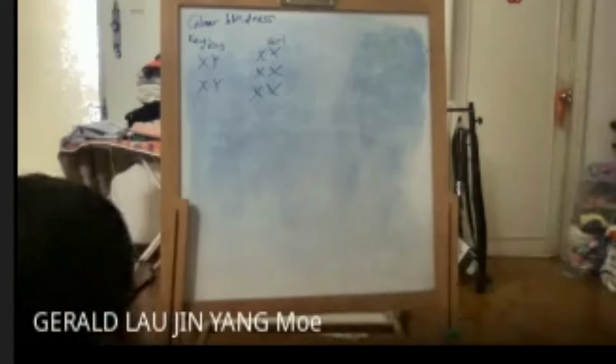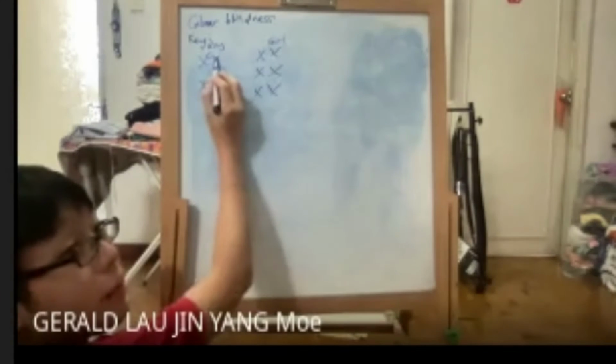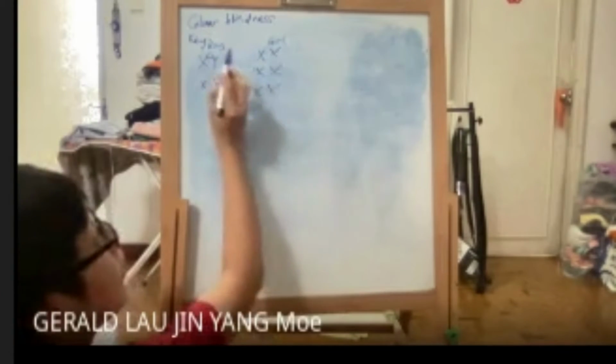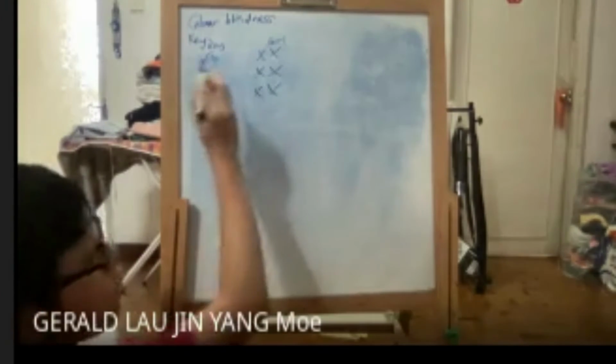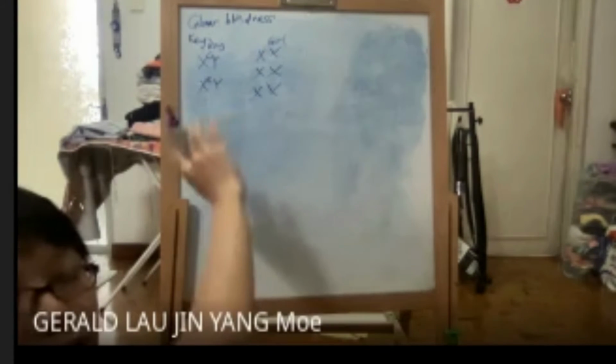Okay, let's go with C. Capital C, the boy is normal. Capital C, dominant, is normal. Small c, you ignore the Y because the Y has no special ability. It has no gene. You just look at the X.